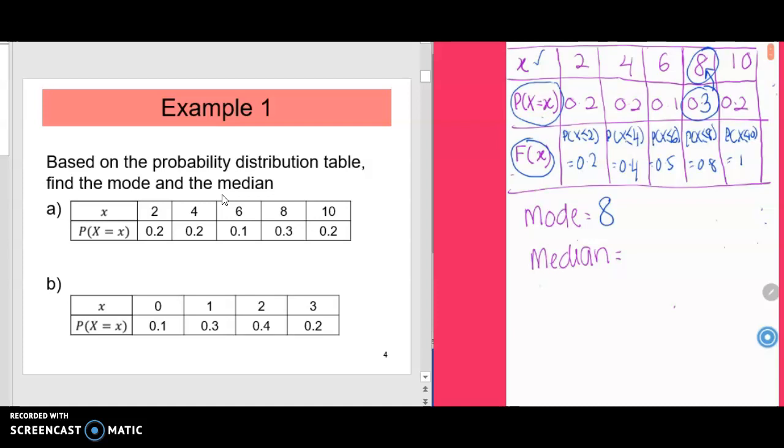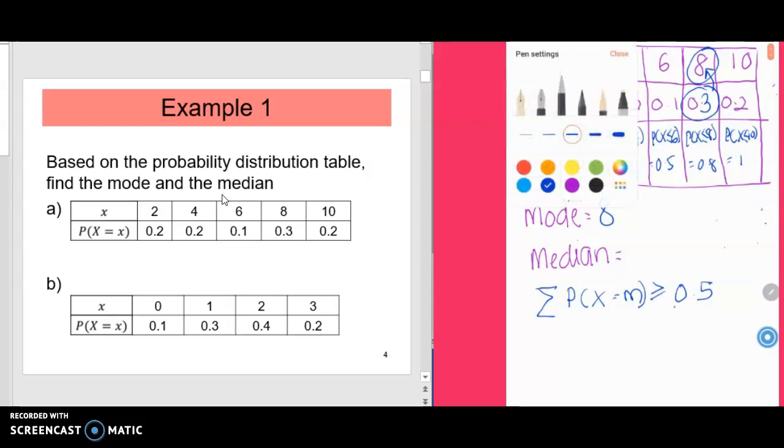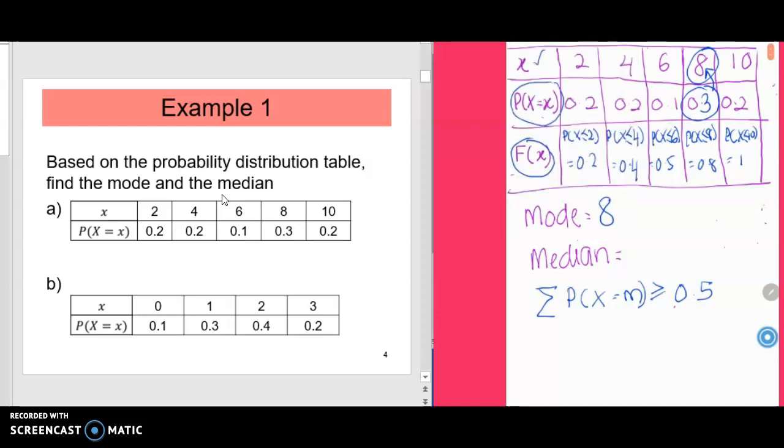Then we know that the sum of probability x is equal to m supposed to be more than or equal to 0.5. So 0.5 here. So that means the value of median is 6. Okay, clear?